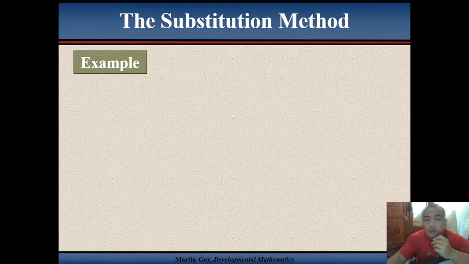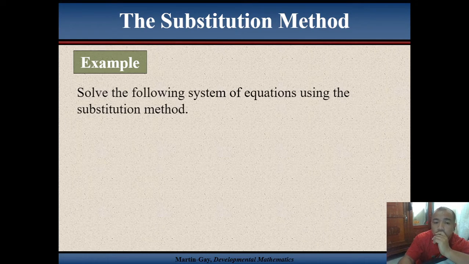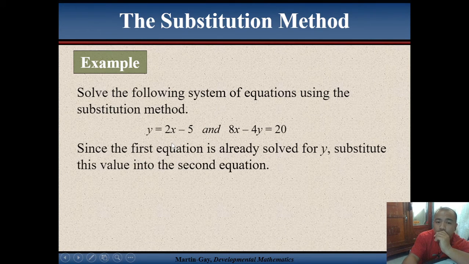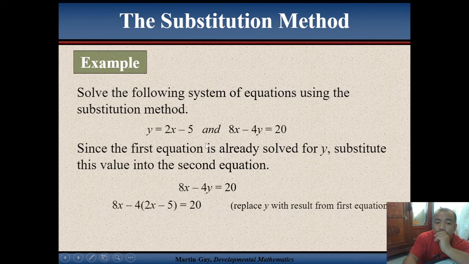Okay, so another example for the substitution method. Solve the following system of equations using the substitution method. y equals 2x minus 5 and 8x minus 4y equals 20. So there is a ready equation here to be substituted into the other equation. The value of y is 2x minus 5. So we have here 8x minus 4y equals 20. Substitute y by 2x minus 5, which is 8x minus 4 times the quantity 2x minus 5 equals 20.